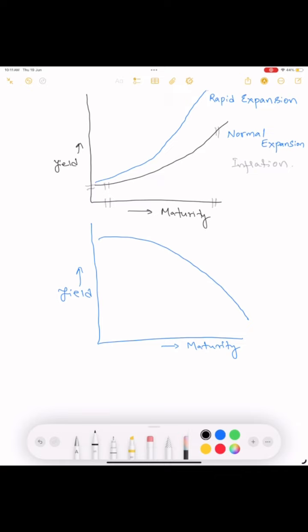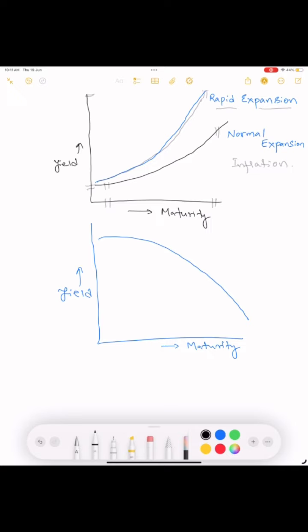In case the economy expands very rapidly, as in this case where the slope is very high, this is rapid expansion, then the inflation will be very high, as a result of which the bonds with higher maturity will have very high yields, indicating that the economy is overheating.